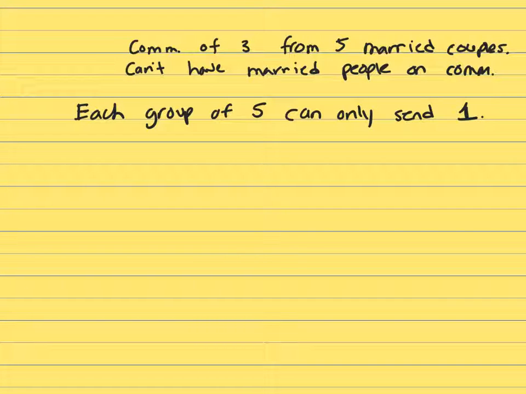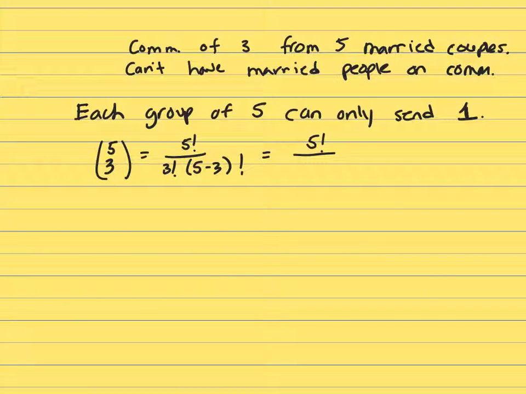All right, each group of 5 can only send 1. So that's 5 choose 3. And that's 5 factorial over 3 factorial times (5 minus 3) factorial. And that's 5 factorial over 3 factorial times 2 factorial.